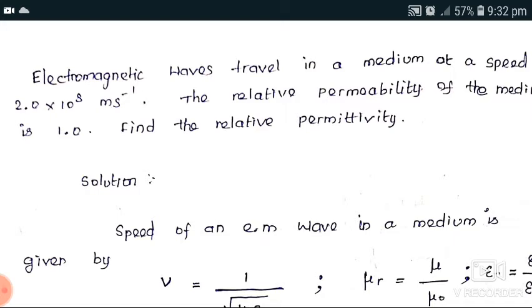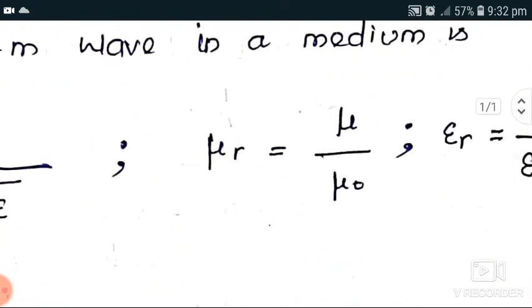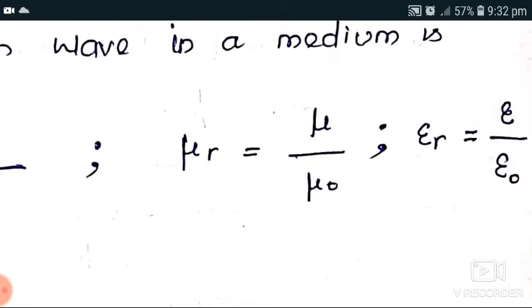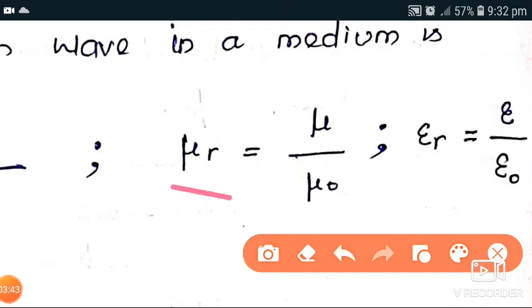What is the symbol for permeability? Mu. Relative permeability means the symbol is mu r. The r stands for relative permeability, which is the ratio of two quantities. One is mu, another one is mu naught. Simply, it is the ratio between mu and mu naught. Mu means permeability in the medium, and mu naught means permeability in free space.